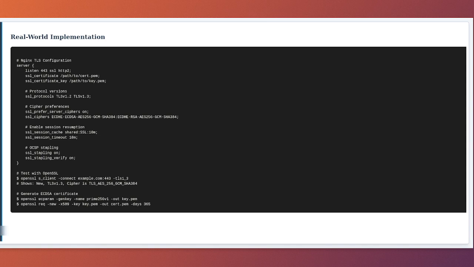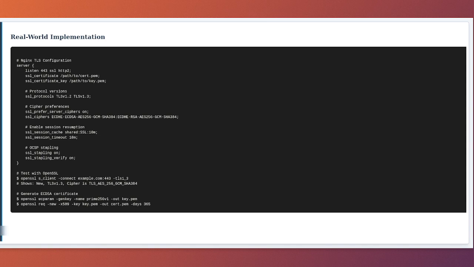OpenSSL commands are invaluable for testing and debugging TLS. The command openssl s_client -connect example.com:443 -tls1_3 establishes a TLS 1.3 connection and shows you the entire handshake process. You will see the cipher suite negotiated, the certificate chain, and even the raw handshake messages if you add the debug flag.